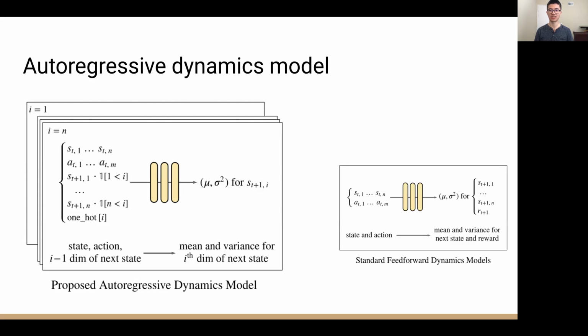To make a change to the existing architecture and make it autoregressive, we instead predict each of the state dimensions one dimension at a time. And for each new state dimension, we augment the input with the previously predicted state dimensions and a one-hot encoding telling the network which state dimension to predict next. So we opted for a rather simple change to the existing architecture to not confound potential improvements to differences in the architecture.